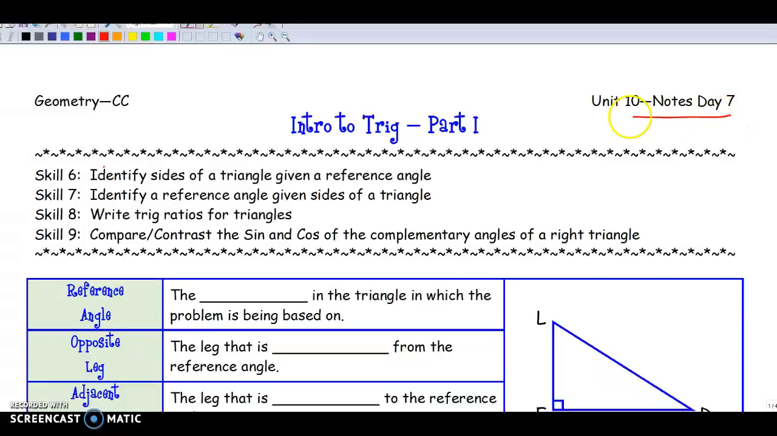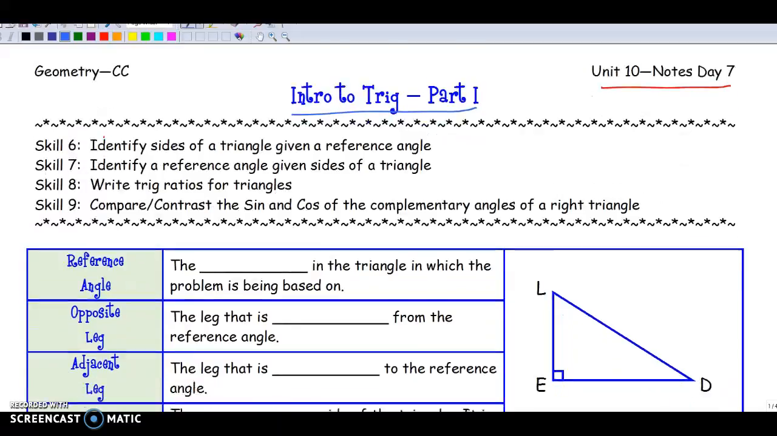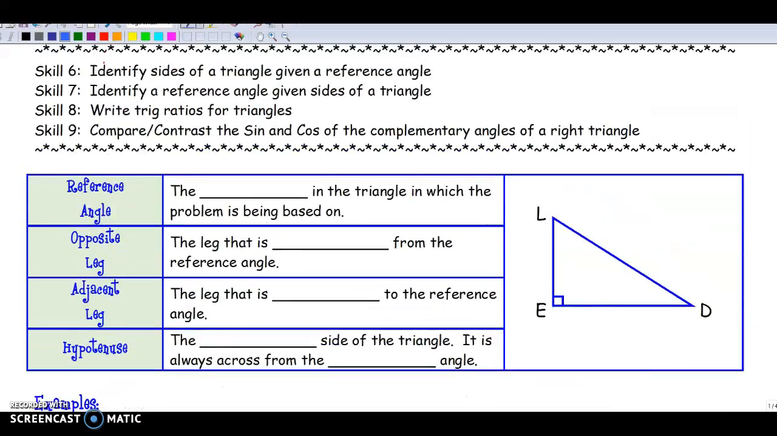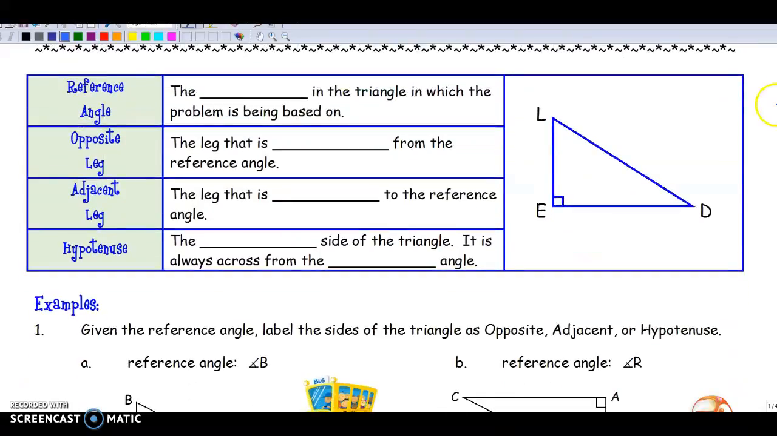We are going to be doing the Unit 10 Day 7 notes, so you should have that already open and ready to go. We're going to start talking about trigonometry. In general, today's stuff should be a lot easier than some of those special right triangle things that we've been talking about. What we're going to start talking about is eventually sine and cosine. We're going to talk about some of these key vocab words that are up here.